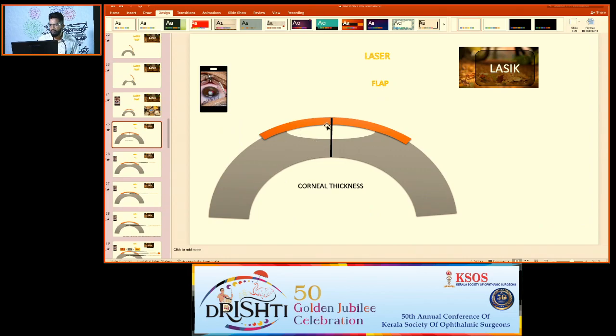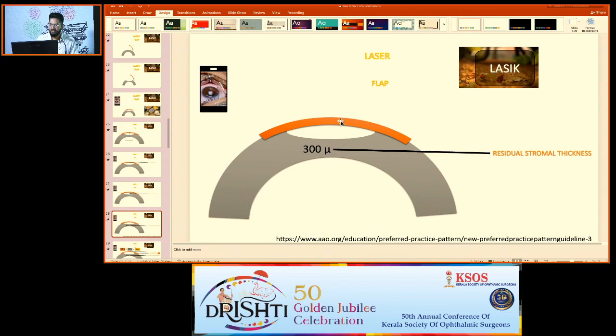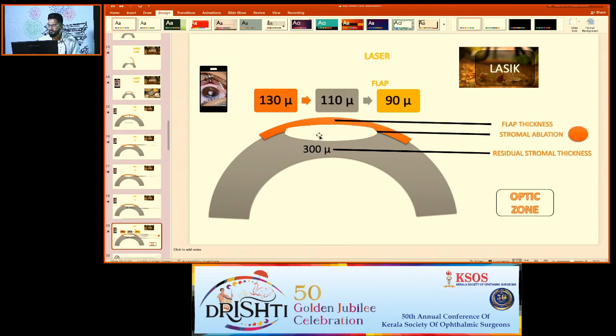And the first thing is the total corneal thickness. We know this is the corneal thickness, and this is the flap that is being elevated, and this is the stroma that is being ablated, and this is the residual stromal thickness that remains. So I usually keep an RST of 300 microns as a cutoff, and the flap thickness that I usually take is 130 microns.